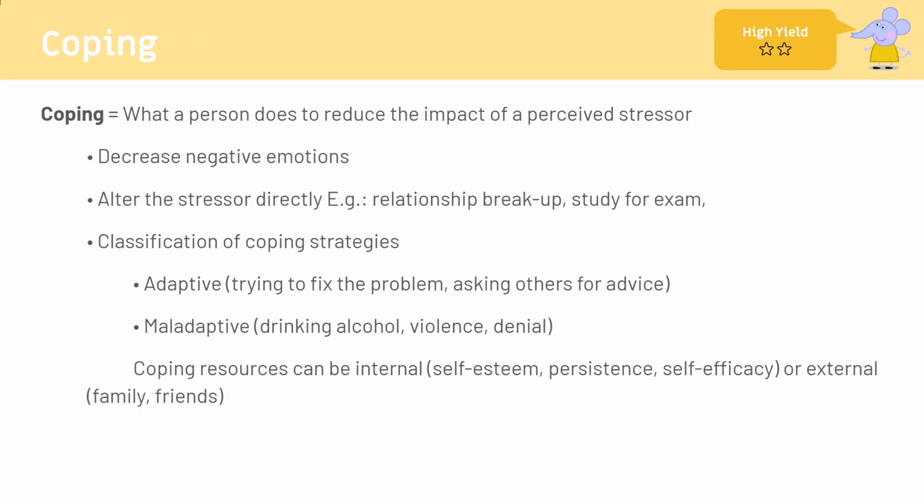But how do we cope with this? Well, it helps us decrease negative emotions and also we alter the stressor directly. So if it's a relationship breakup, we study for exams, things like that. Classification of coping strategies: there's two, adaptive, where we try to fix the problem and adapt to the fact that we need to do something about this, and maladaptive, which is avoiding or not helping ourselves, like drinking alcohol, violence, denial. Coping resources can also be internal, so self-esteem, self-efficacy, or external, family, friends, teachers, or healthcare workers.